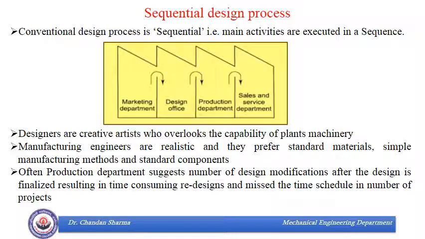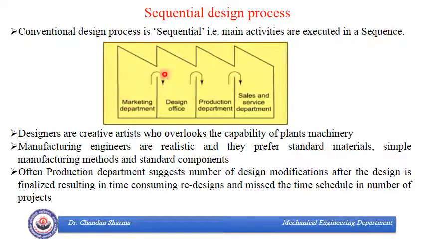Next comes the design process. There are two design processes. First is sequential design and the other is simultaneous or concurrent design. Let us see what this is. The conventional design process is sequential. That means main activities are executed in sequence.